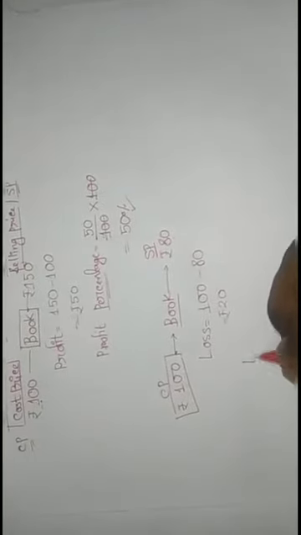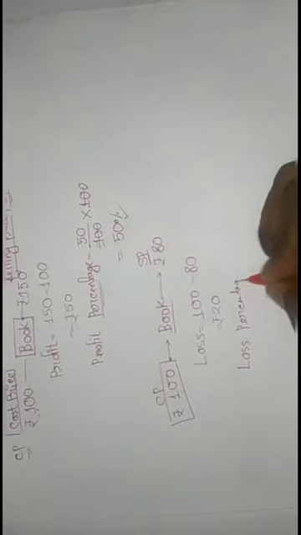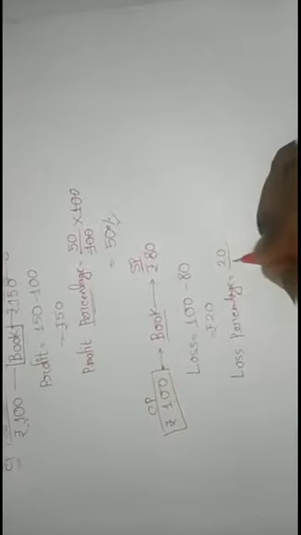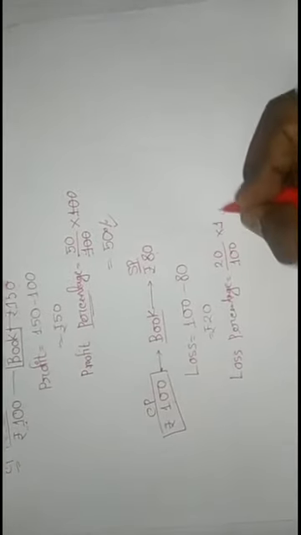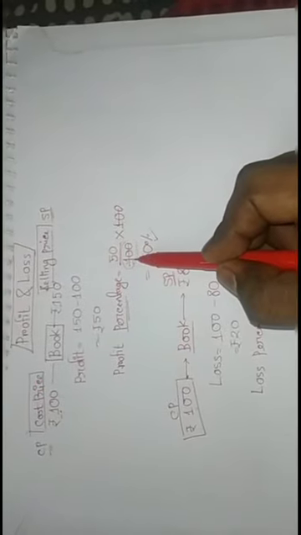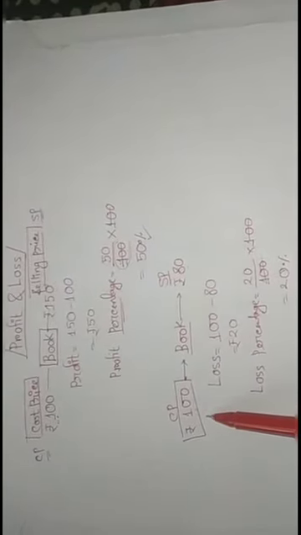So what will be the loss percentage? It will be 20 divided by cost price into 100, that is 20%. Now some of you can ask me why we are taking the cost price as a denominator? Because the cost price remains always fixed or always remains constant. That's why we will take cost price as a denominator.